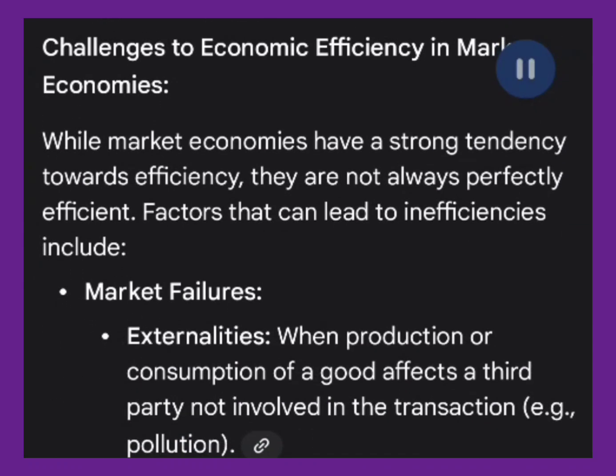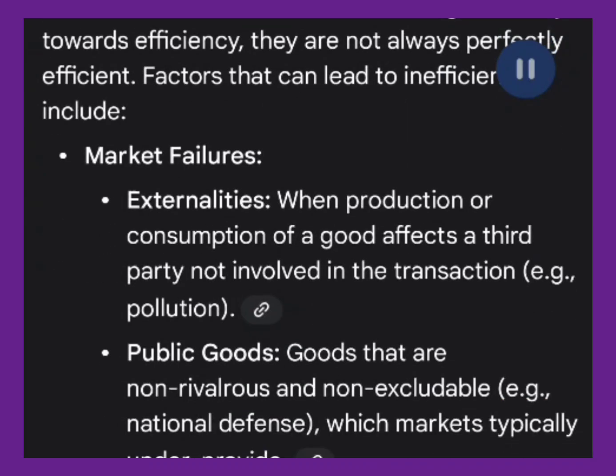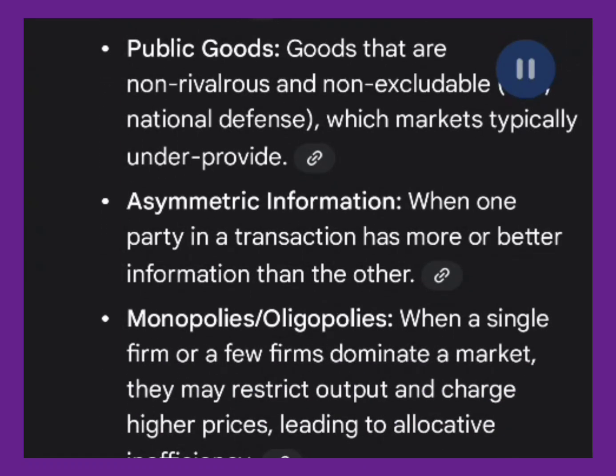Challenges to economic efficiency in market economies. While market economies have a strong tendency towards efficiency, they are not always perfectly efficient. Factors that can lead to inefficiencies include market failures, externalities. When production or consumption of a good affects a third party not involved in the transaction, e.g., pollution. Public goods. Goods that are non-rivalrous and non-excludable, e.g., national defense, which markets typically underprovide. Asymmetric information. When one party in a transaction has more or better information than the other.